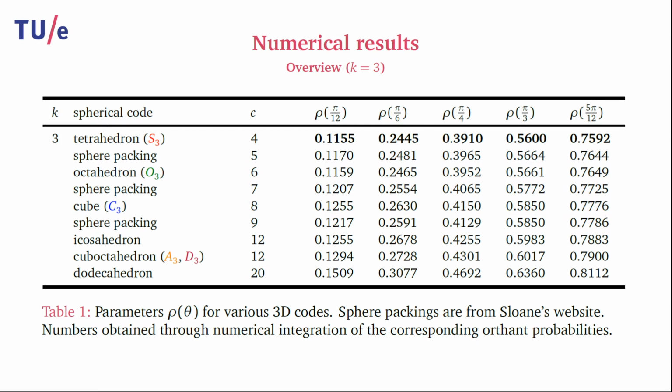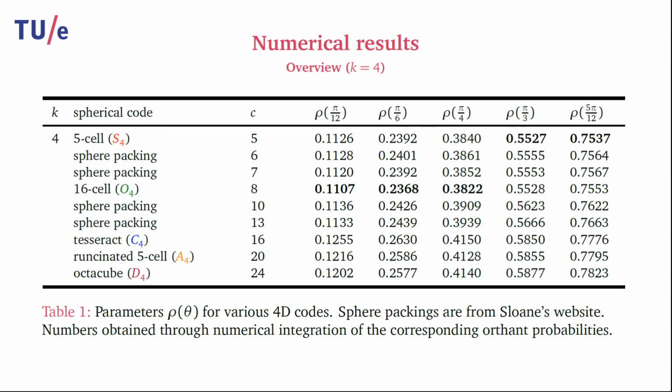And here you can see an overview of some three-dimensional codes. So you can see that the tetrahedron actually achieves the smallest values of rho here. The bold face means that it's the smallest for this target angle. And the codes are sorted by the code size. And so you can see that a small code size of only 4 points is actually the best that you can do in 3 dimensions for any target angle, basically.